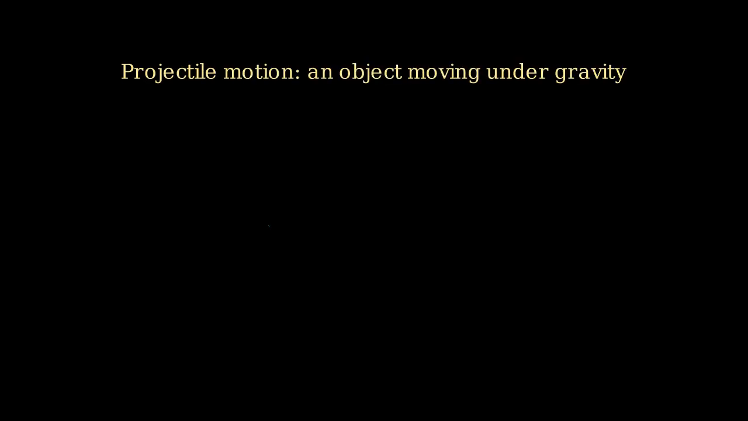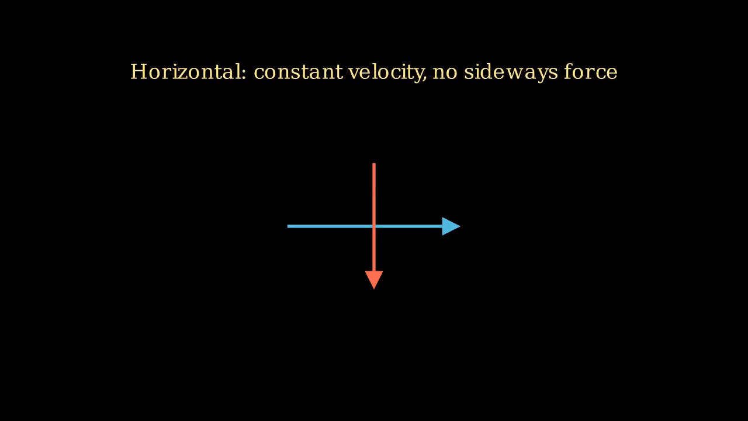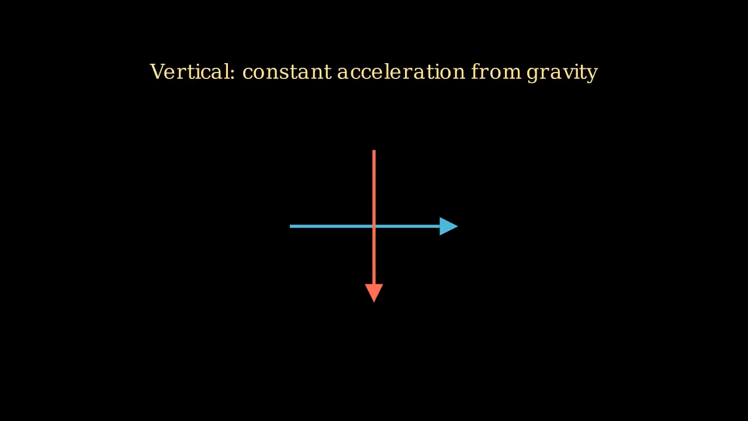Projectile motion describes an object that moves under gravity alone once it has been launched. This motion splits into two directions that are perpendicular to each other, horizontal and vertical. The horizontal direction moves at constant velocity because there is no force acting sideways. The vertical direction moves with constant acceleration because gravity pulls the object downward the whole time.